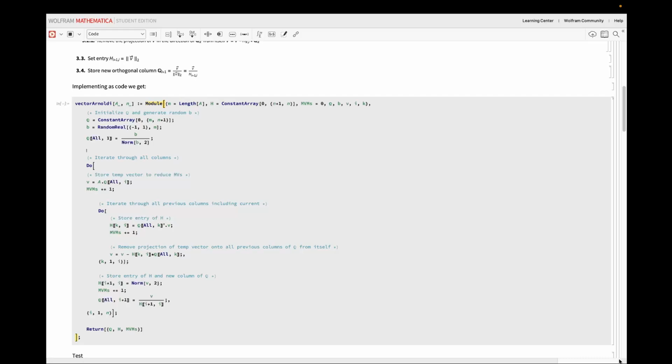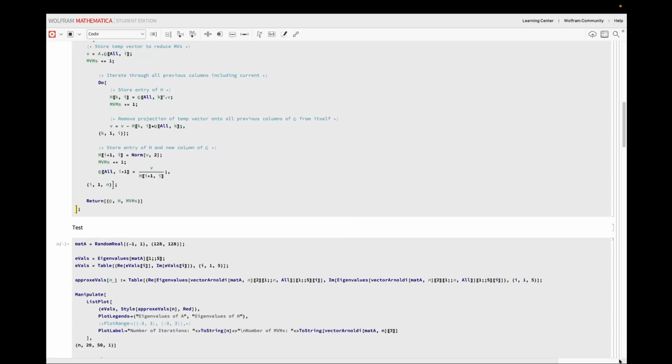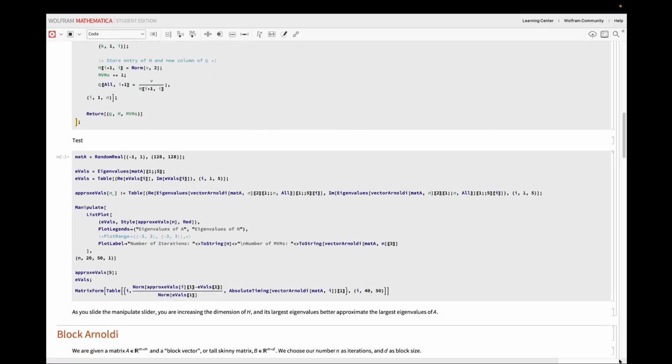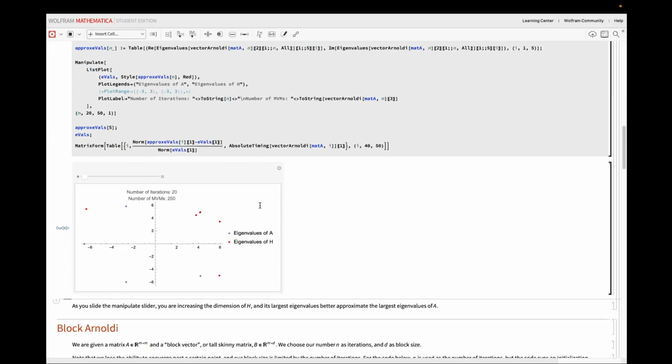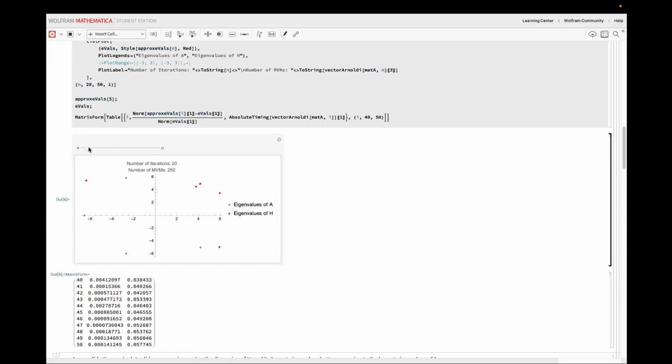When we go through the code, we want to test it. Here we implement a real matrix of 128 by 128. We want to compare the relative norms of the largest eigenvalues from the given matrix A and the eigenvalues from our H matrix. I want to see how they compare with each other. Now, we are picking 20 iterations. Then we compare the number of matrix-vector multiplications for 20 iterations.